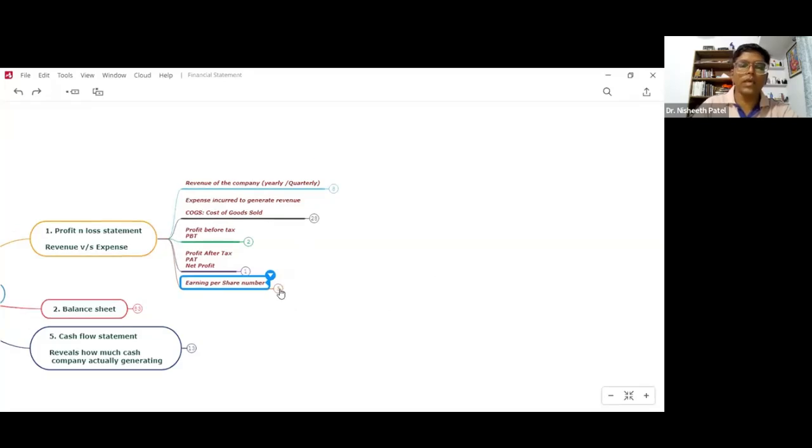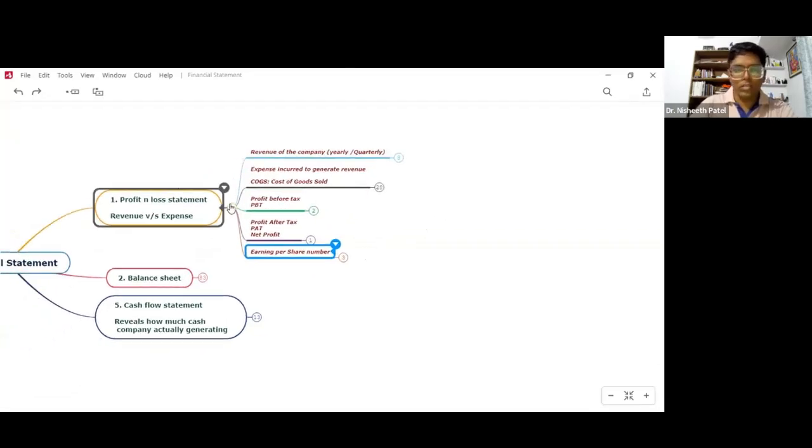मान लो कि कंपनी के 1000 शेयर मार्केट में है और कंपनी 10,000 का रेवेन्यू जनरेट कर रही है, ठीक है, या फिर प्रॉफिट जनरेट कर रही है, then the earning per share is 10. ओके, एक शेयर पे how much company is earning from the one share of that particular share. That is the basic understanding of earning per share. That is the profit and loss statement.